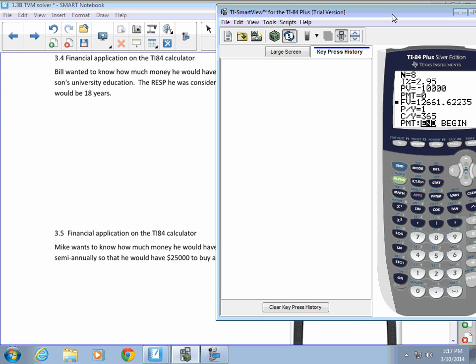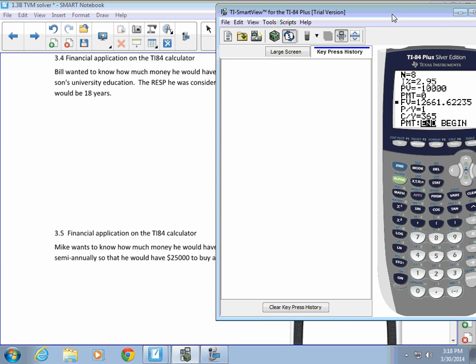Okay, so it says, Bill wanted to know how much money he would have to invest in an RESP so that he could have $10,000 for his son's university education. The RESP he was considering paid 4.75% compounded annually, and the length of time would be for 18 years. So in this question, what we're looking at is what will the present value be? We want to know what he has to put in there right now in order for him to have $100,000. I think I said 10,000 initially.